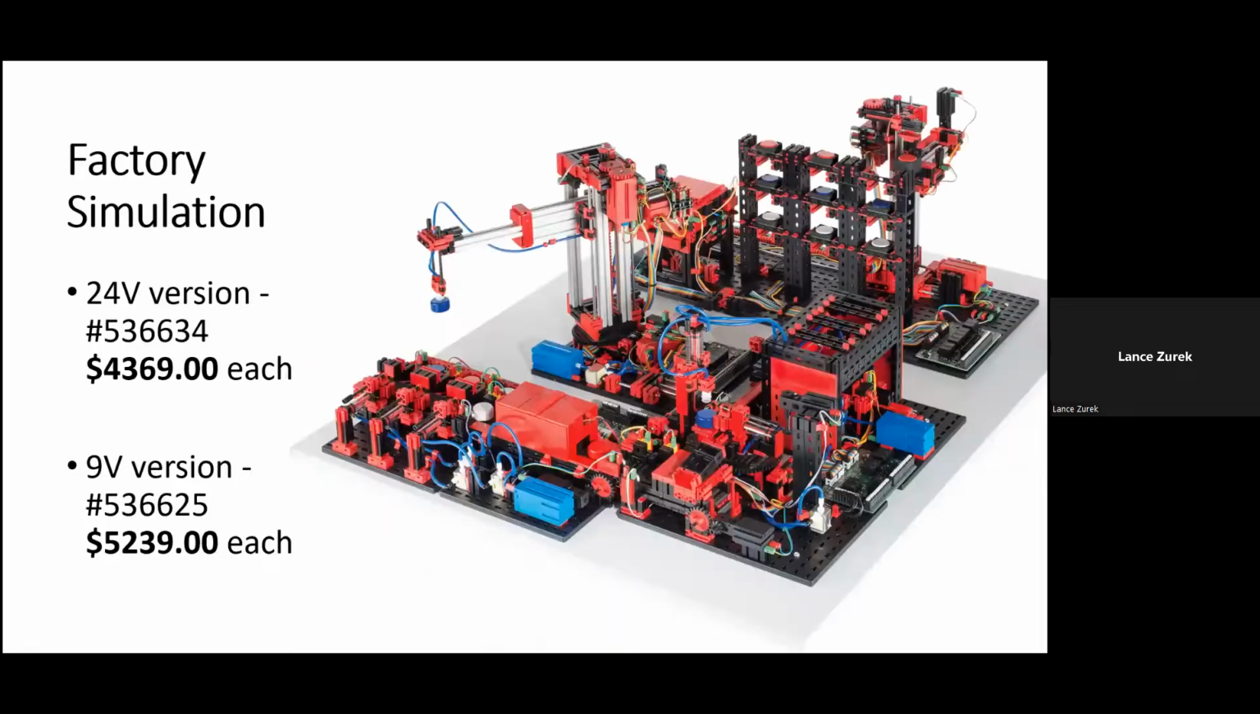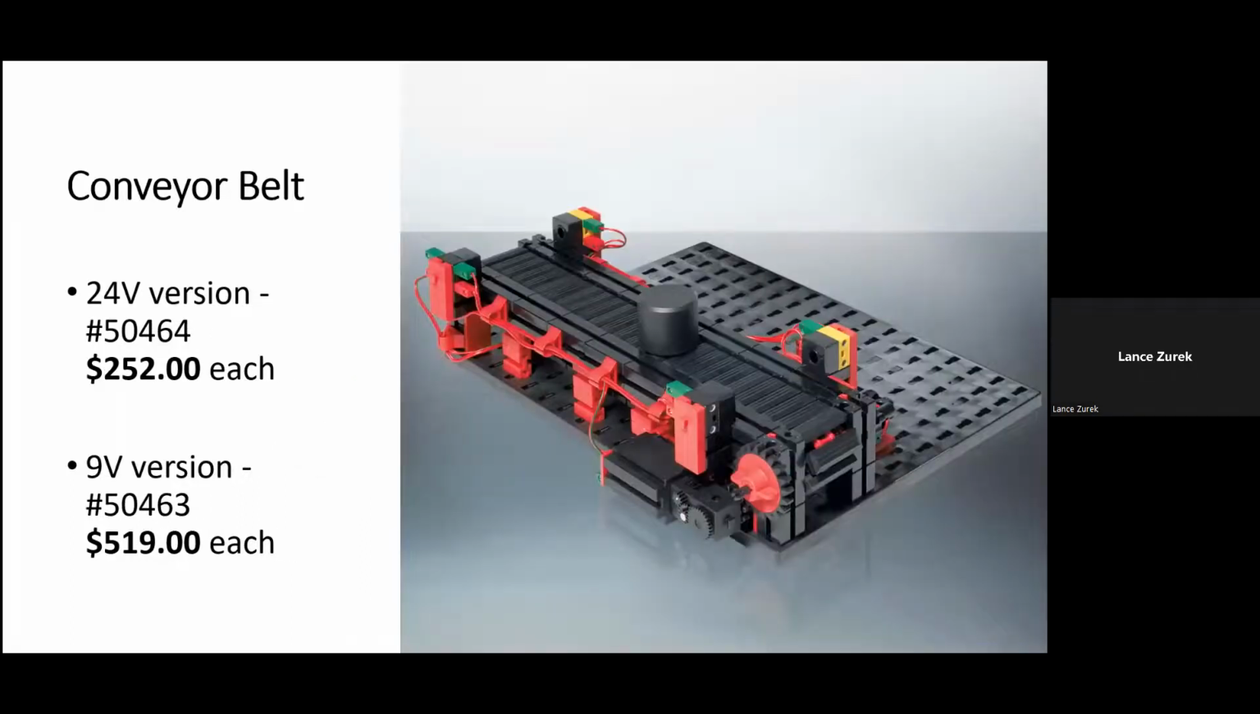$1,129. The factory simulation in the 24-volt version is $4,369, and in the 9-volt version is $5,239. The conveyor belt model, 24-volt variation, is $252 per unit, requires PLC. The 9-volt version with the TXT controller is $519 per unit.